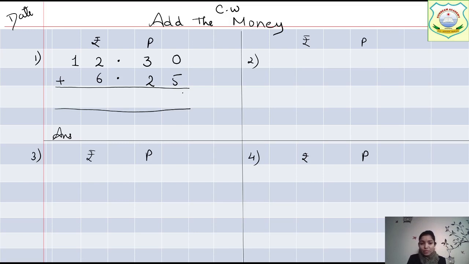5 plus 0 is 5. 3 plus 2 is 5. Then the decimal you have to put in the same line. Remember that, every time you have to put the decimal in the same straight line. Now 6 plus 2 is how much? 8. Then 1. So how many rupees did we get? We got 18 rupees and 55 paise. So here you have to write rupees 18.55. Like this you will write.